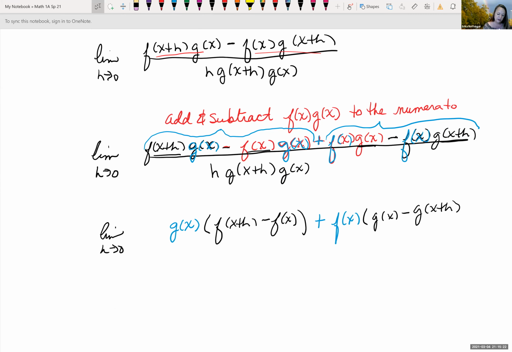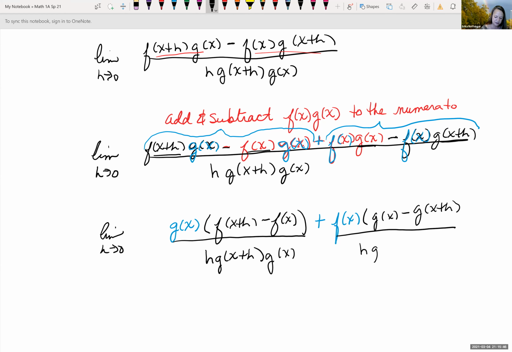All over, well, I could rewrite that all over that single denominator, or let's think of it, because we're going to have to do it anyways, let's split this up as two separate fractions. So let's put a common denominator. If we added it, we would get back the same thing. So h times g of x plus h all times g of x is down in our denominator.